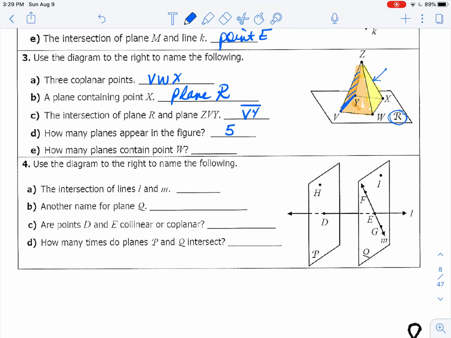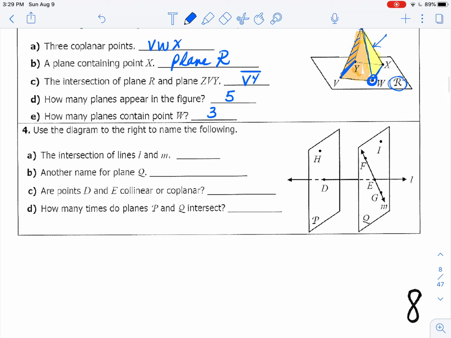How many planes contain point W? Okay, well, W is on plane R, and it is also a vertex on plane ZXW, and it's also a vertex on VWZ. So we've got 3 planes. And one last section. So pause the video, try to answer, and then come back.